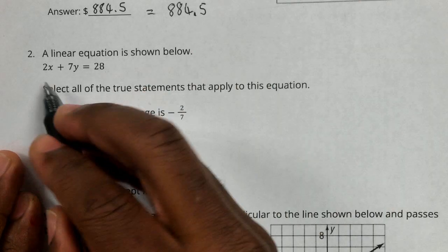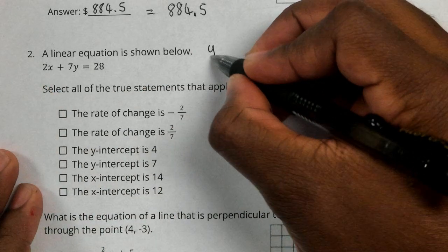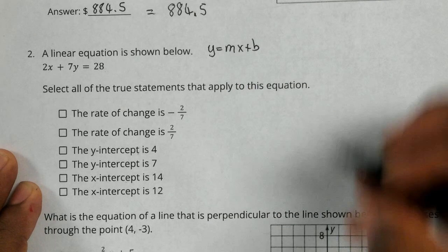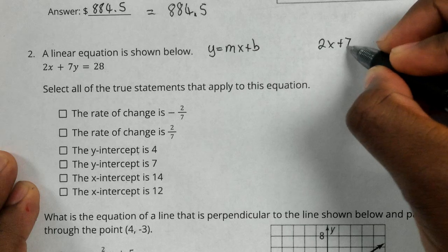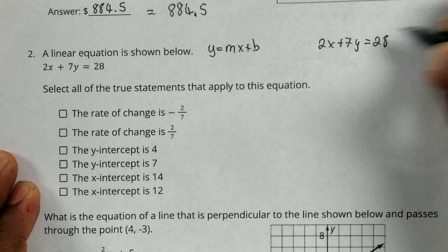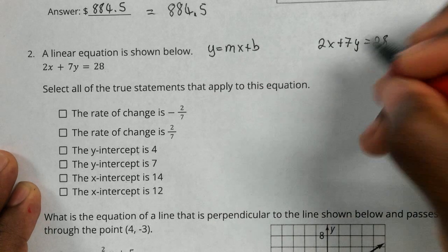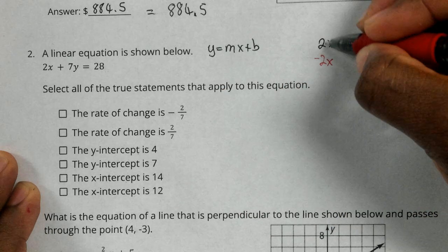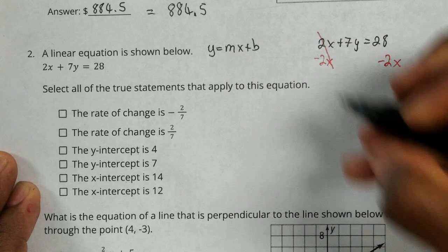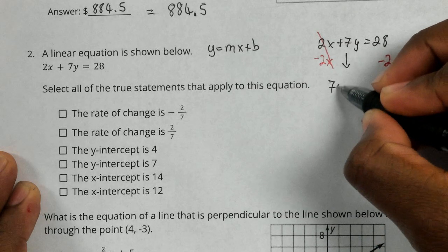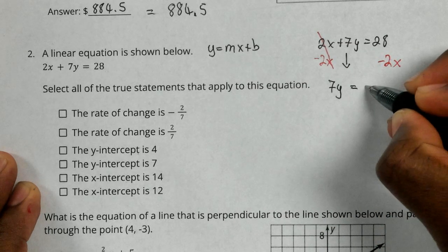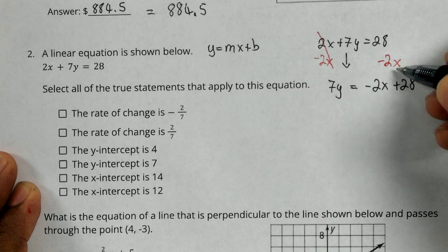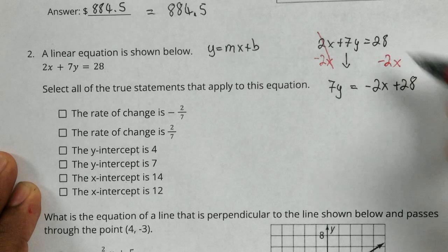But for me to find my slope, I need to convert this into the general form for a line, y equals mx plus b. If we have 2x plus 7y equals 28, to convert it into this form, I would subtract 2x on the other side of the equal sign. That cancels out. Now we bring down the 7y, bring down the negative 2x, bring down the positive 28, because I cannot subtract an x from something that doesn't have an x.